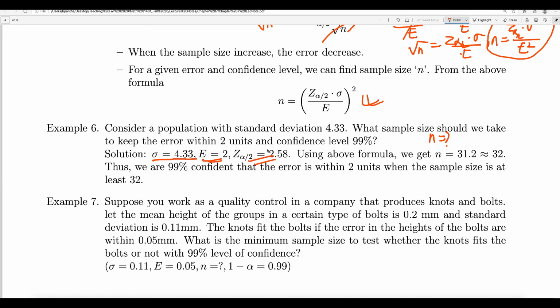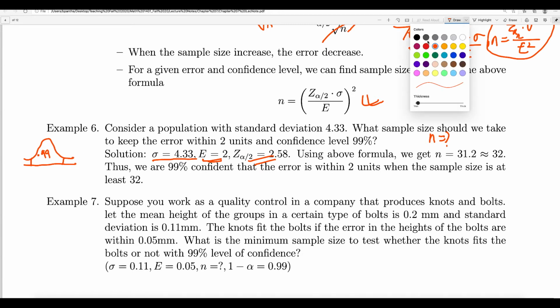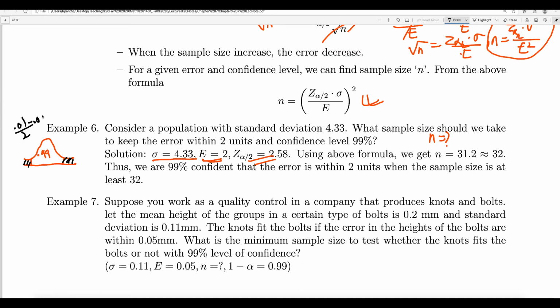So we need to find z alpha half based on that 0.99. How do I find that? The middle area is 0.99. So what is the outside area? The outside area will be 1%, because the 99% is the middle area. So the total outside is 0.01, and if you divide by 2, you get 0.005. This is 0.005, and this is also 0.005, for negative z alpha half and positive z alpha half. So how do I find negative z alpha half? Use inverse norm, with left area 0.005, and then 0, 1.